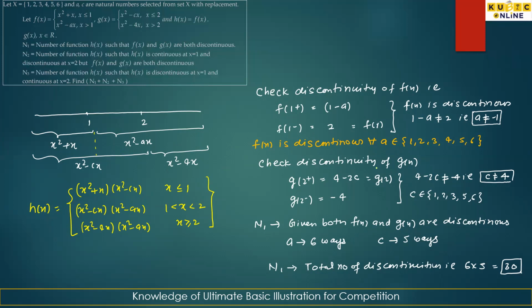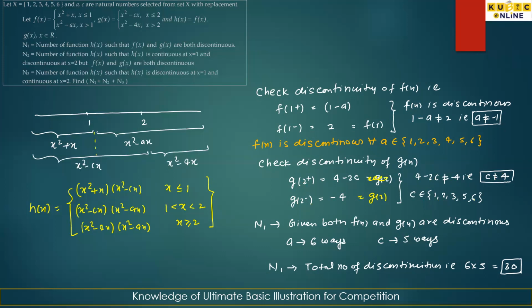Now we check the discontinuity of g(x) at x equal to 2. If g(2+) equals g(2−), and g(2−) is the same as g(2), then the function is continuous; otherwise, the left hand limit is not equal to the right hand limit and the function is discontinuous. If we simplify this, we get c is not equal to 4. So we are getting only 5 values of c.